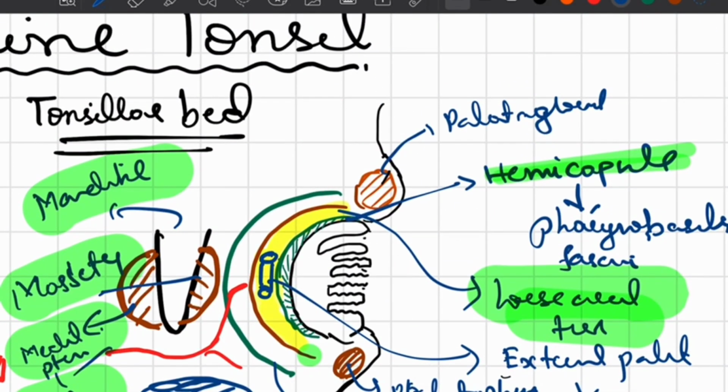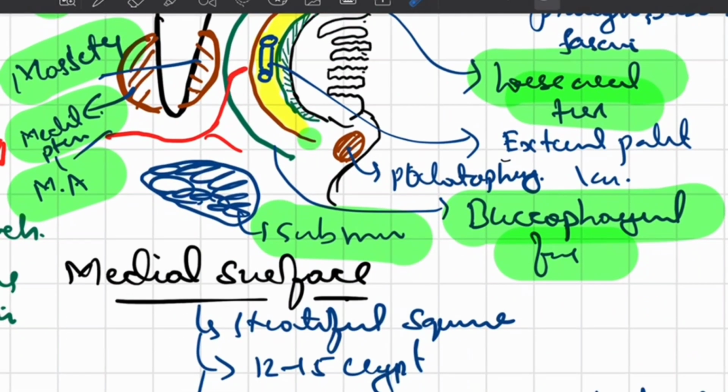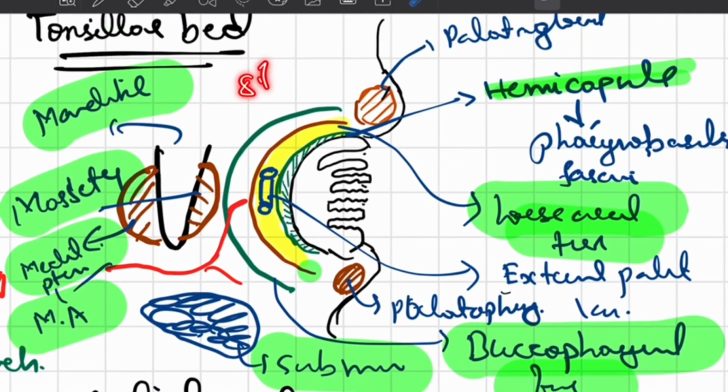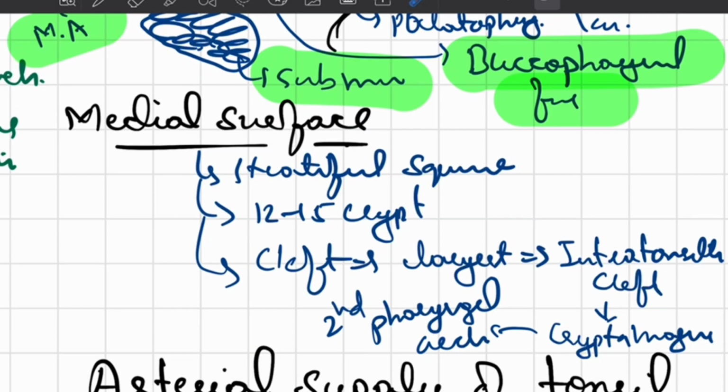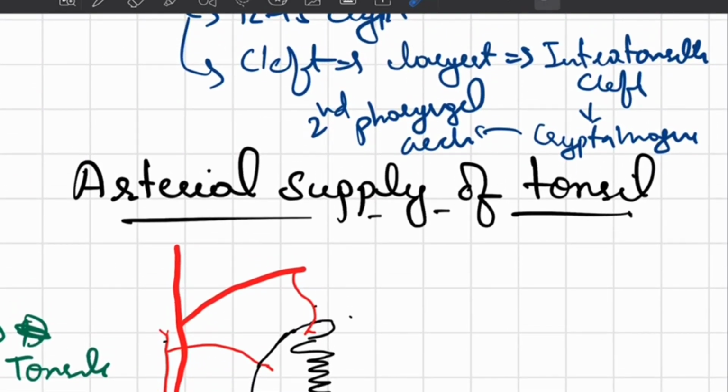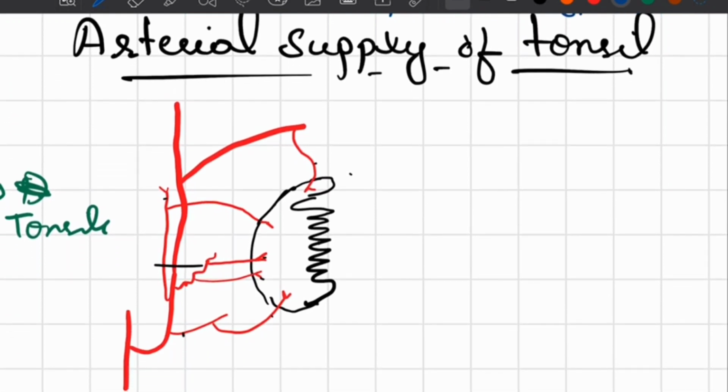Let us see again what the tonsillar bed is. The lateral surface relations of the tonsil are known as the tonsillar bed. It includes the hemicapsule, made up of pharyngobasilar fascia, loose areolar tissue, buccopharyngeal fascia, superior constrictor muscle, submandibular salivary gland, maxillary artery, medial pterygoid, masseter and mandible, and the styloid is also related. The medial surface is lined by stratified squamous epithelium with 12 to 15 crypts and a cleft between two crypts. The largest is the intratonsillar cleft, also known as crypta magna, which developed from the second pharyngeal pouch.